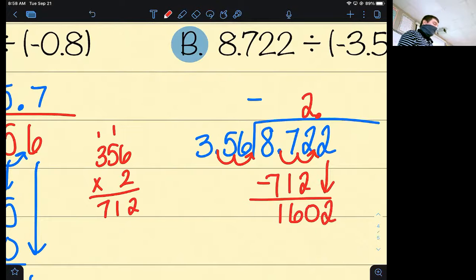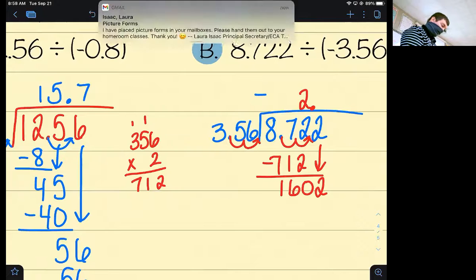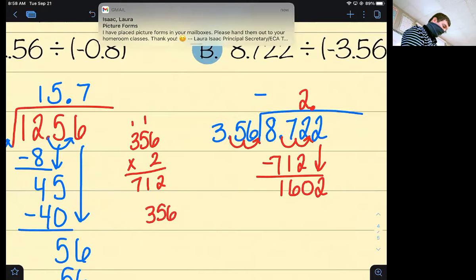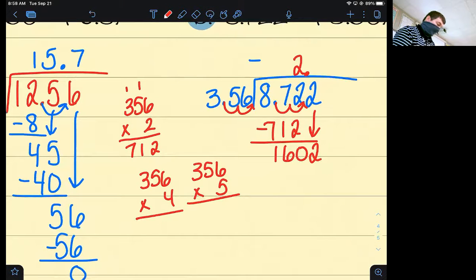What's your guess as to how many times 356 goes into 1,602? 4? I heard 4 first. I can try 5 here in a second. I'll try them both actually. Four times 6 is 24. 4 times 5 is 20 plus 2. What's 4 times 3? Plus 2? I don't think we're going to fit another 356 inside that, right? So I think, yeah, this is going to be 4.